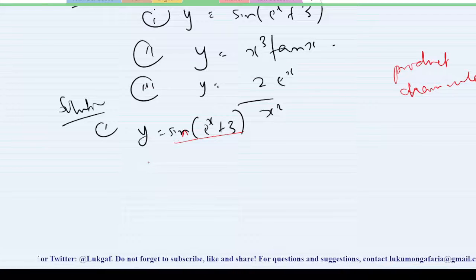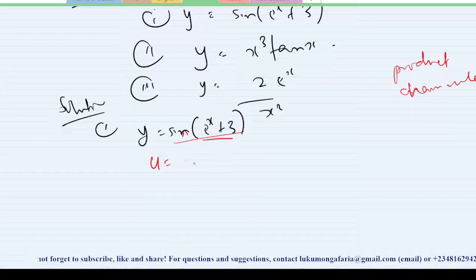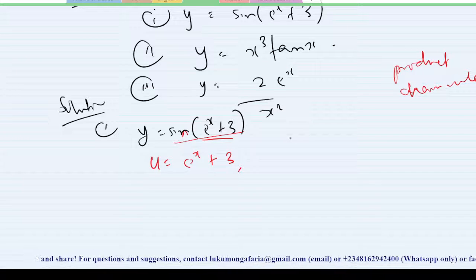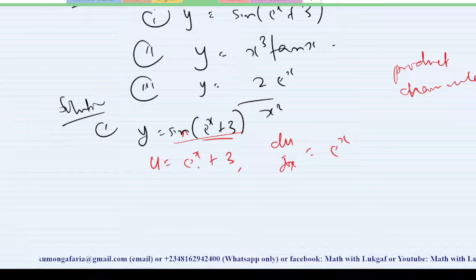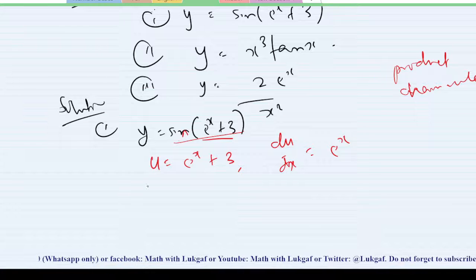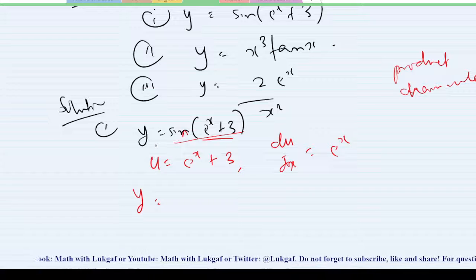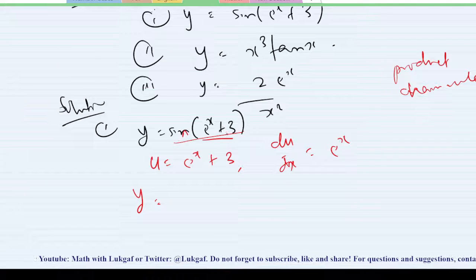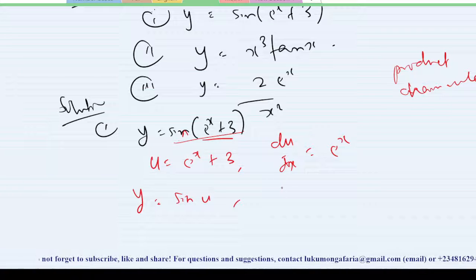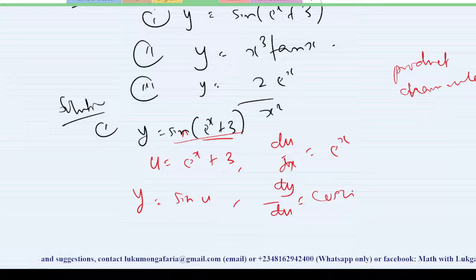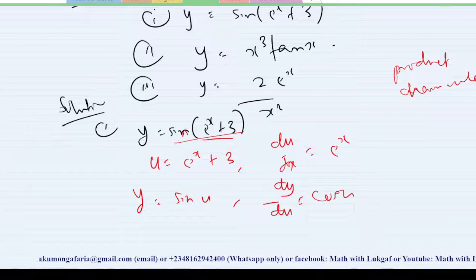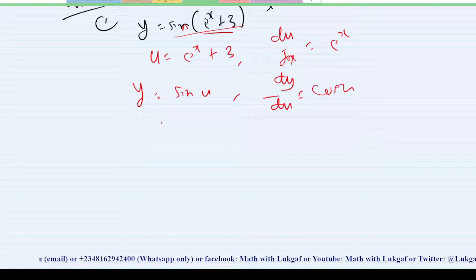And don't forget, if you want to use chain rule, you make this function to be u, then you find your du dx. Your du dx will give me what? The derivative of e raised power x, from the standard derivative I told you, is e raised power x. Derivative of constant is 0, right? Then you go back, you know your y is sine of e raised power x plus 3, and you've made e raised power x plus 3 to be u here. Then my y will be sine u. Then you find the dy du. Derivative of sine u is cos u. You understand? Then you can now apply your chain rule since it is a composite function.